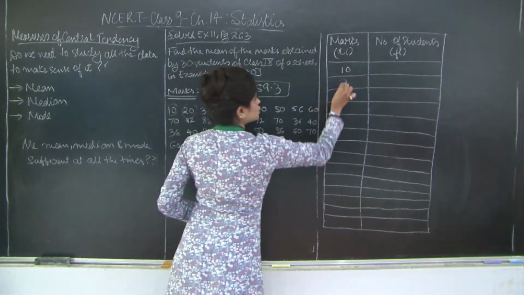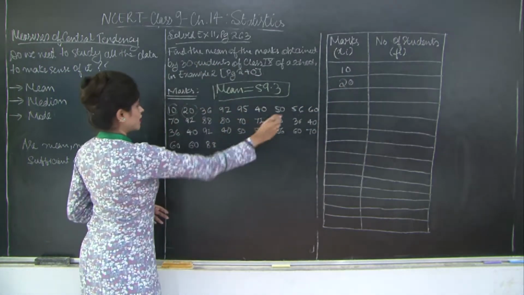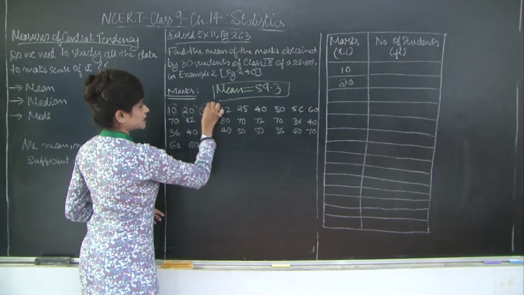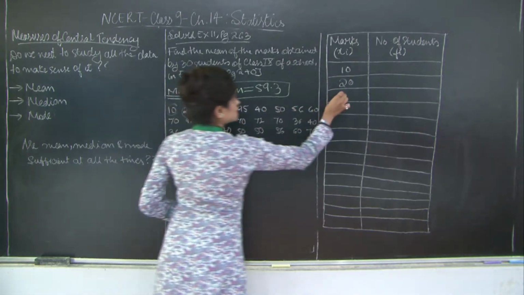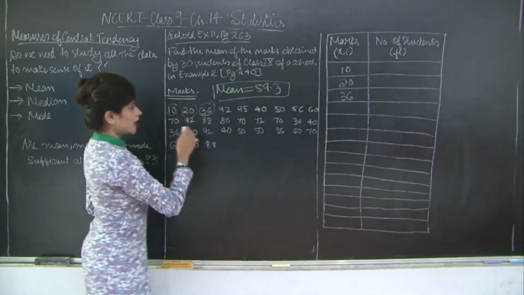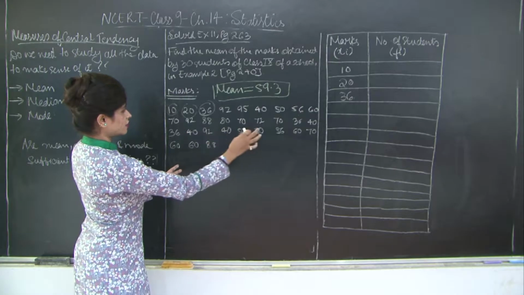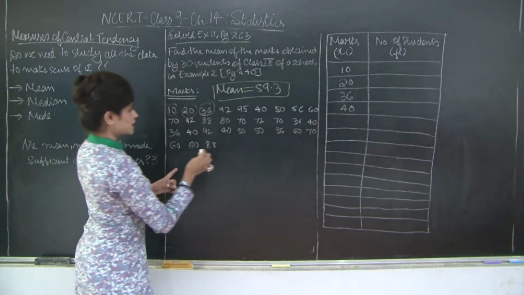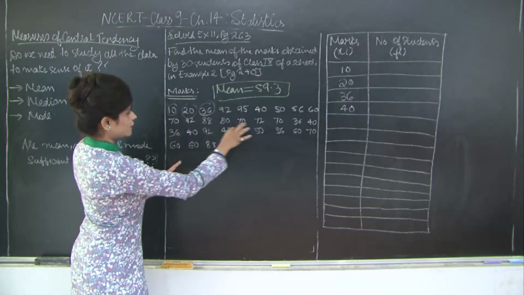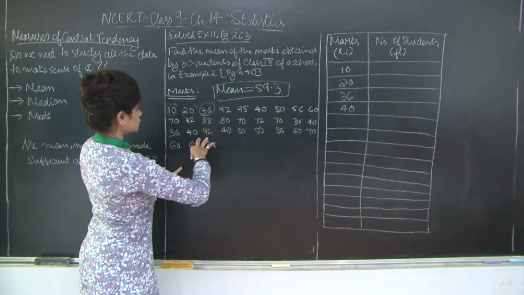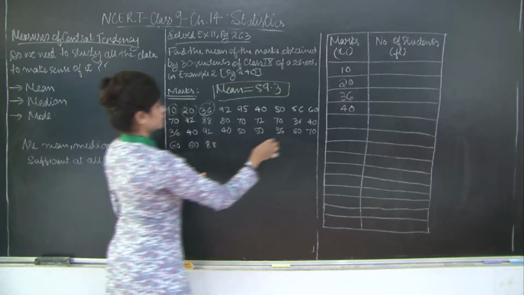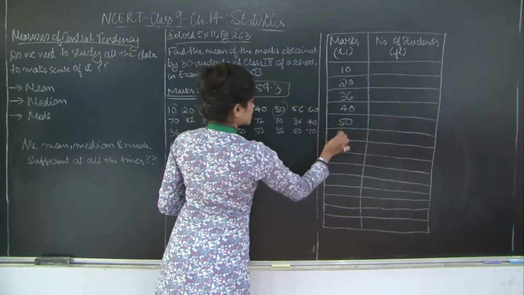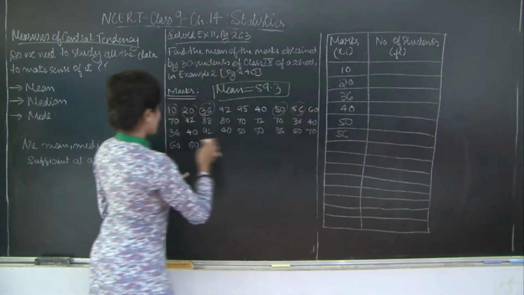So I will write down 20. Then I have any number that is greater than 20, we have 36. So I have 36 here. And which else do I have? Then I have 40. Then after 40 I have 50 also. Then I have 56. Then I have 60.